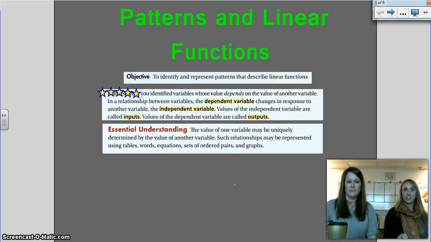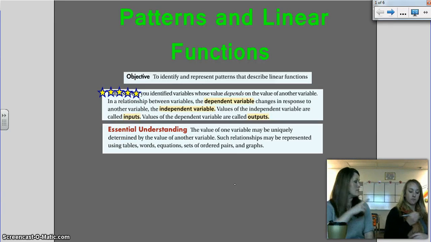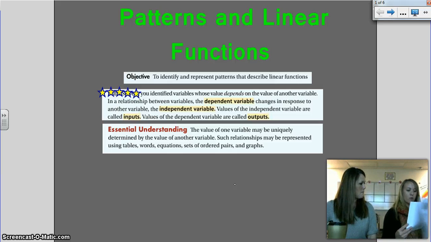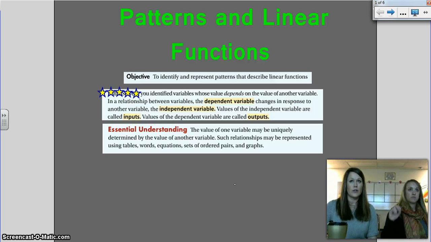Patterns and linear functions. So we are going to identify and represent patterns that describe linear functions. Linear means line. Yep, makes a line. There you go. And I'm guessing that they remember from 7th grade, constant rate of change. You got it. We've talked about that quite a bit. So you're going to need to fill in the definitions for function and linear function. It's written right on the screen.